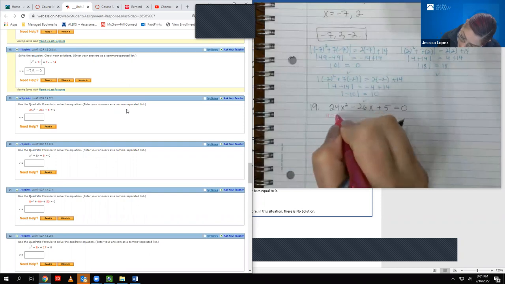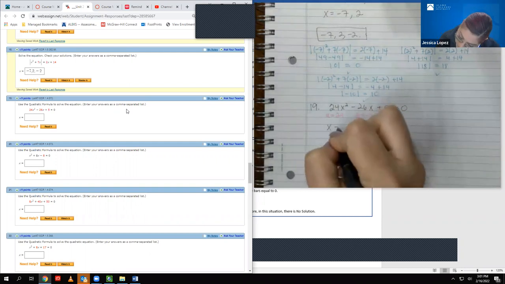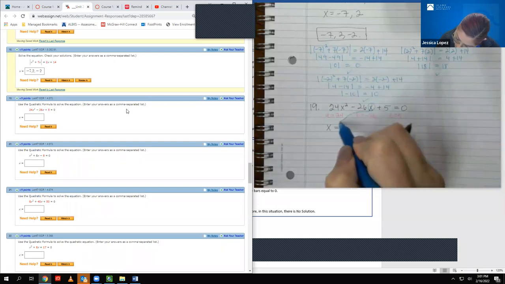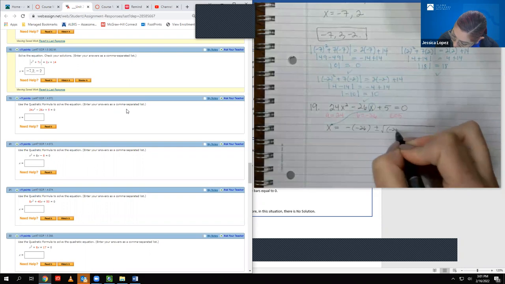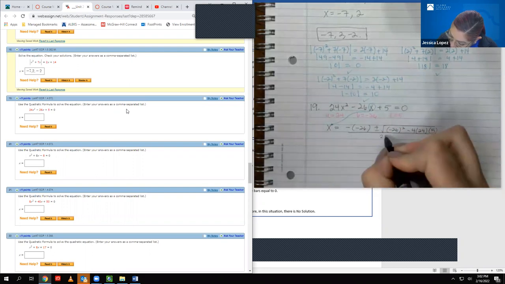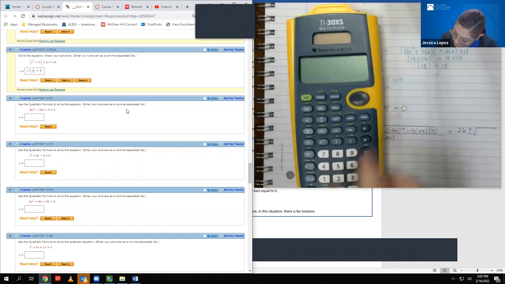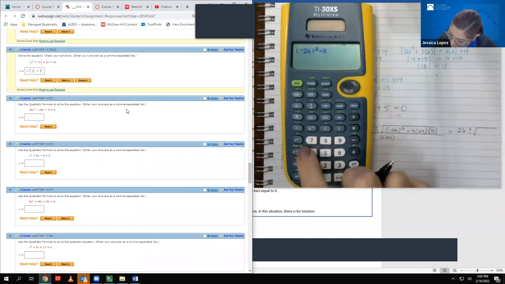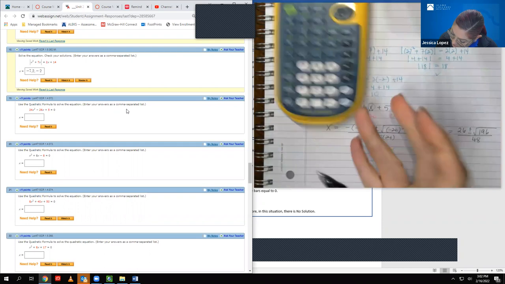Let me see. A is positive 24, B is negative 26, and C is 5. So x will equal, and again, this middle expression is what I use here. Negative b plus or minus the square root of b squared minus 4 times a times c, all over 2 times a. So I get positive 26 plus or minus the square root of something. Yep. And then does the square root of 196 simplify? It does. It simplifies to 14.